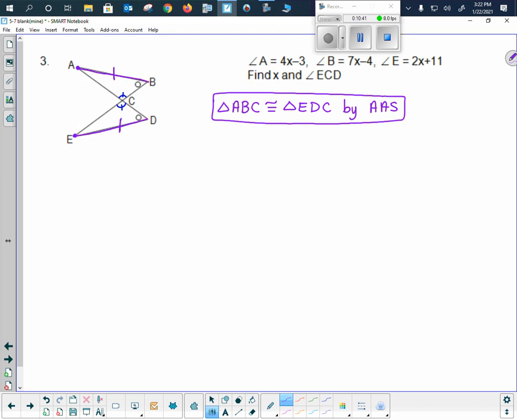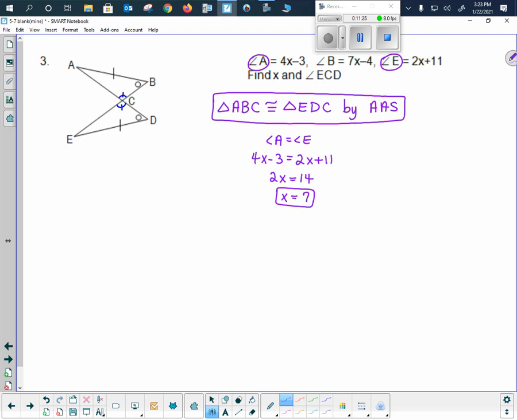Next, I'm looking at my given information, and I will go ahead and get rid of these so that I'm not messing up the picture again. Okay, my given information, I've got angle A. Angle A is the first letter. It should go with angle E, which is the first letter. I notice I happen to have both of those. So I'm going to say angle A equals angle E, and set the 4x minus 3 equal to the 2x plus 11. If we subtract 2x from both sides, we'll get 2x. Add 3 to both sides, we'll get 14. Divide by 2 and x will be 7. Box that.